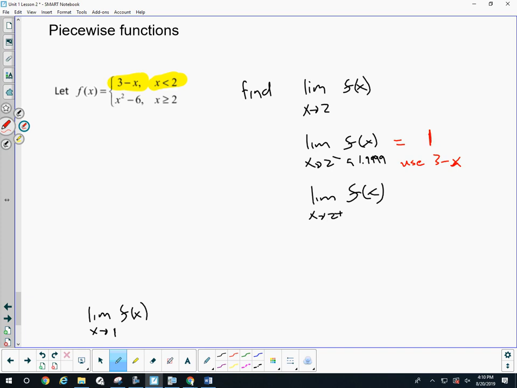You plug in 2, you get a y value of 1. If you're going on the other side of things, you'd be looking at using a value like 2.0001. Well, I'd be using this bottom piece. But I wouldn't plug in 2.00001 because it's the same as just plugging in 2. And I get negative 2. This is why this limit in general does not exist.